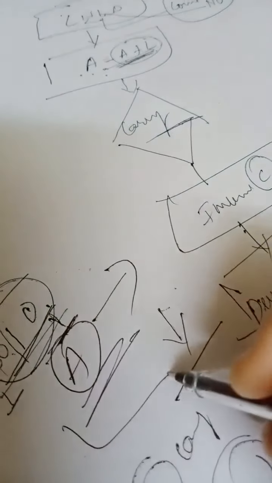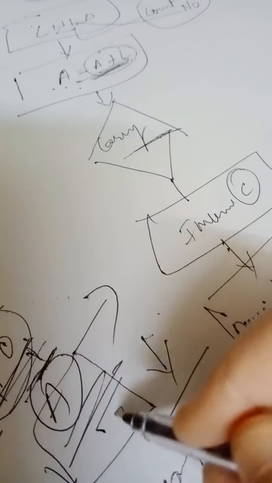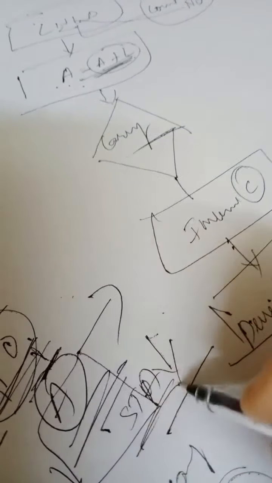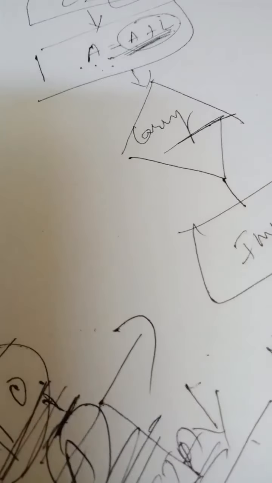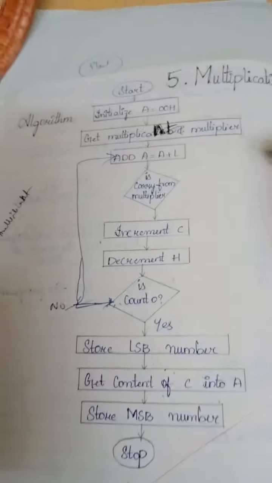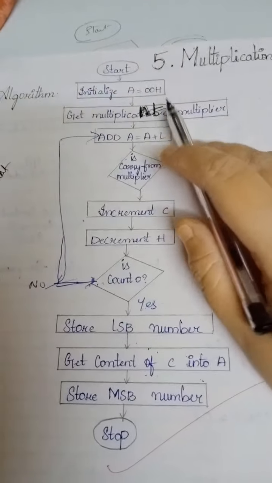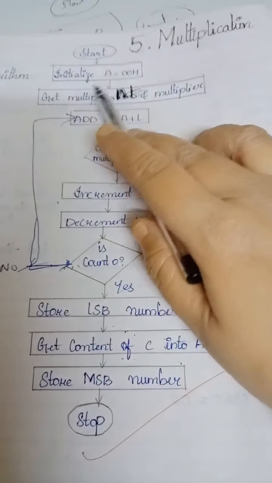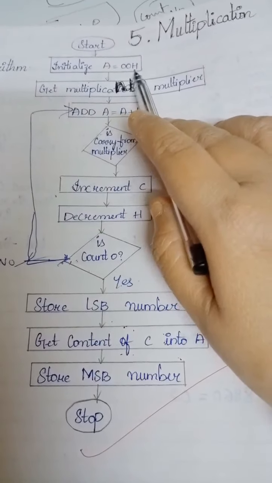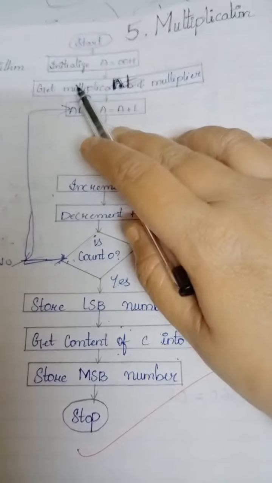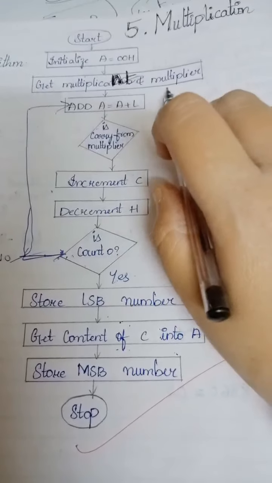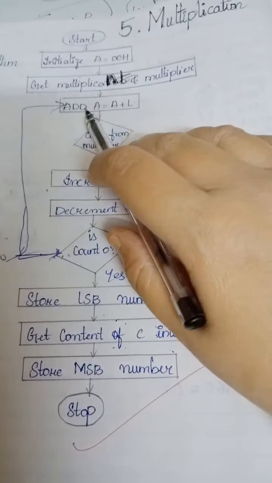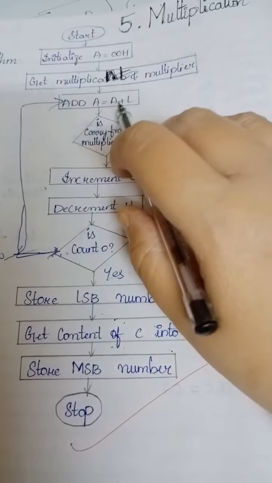So directly from A register you can store it to any memory location. Okay, that is our target. So now we will be seeing our flow chart once again. Our flow chart of this multiplication technique program is: start, initialize accumulator with 00. Get the multiplicand and multiplier, then add A plus L.